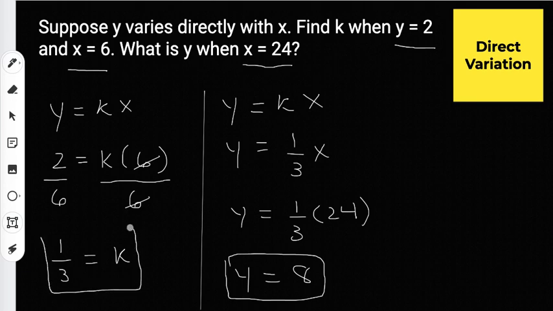So they give you the problem, they tell you what type of variation you're going to use, and that's going to tell you what type of formula you're going to use in the beginning. And then they tell you all this information that they need you to plug in to find the missing information, and that is direct variation.